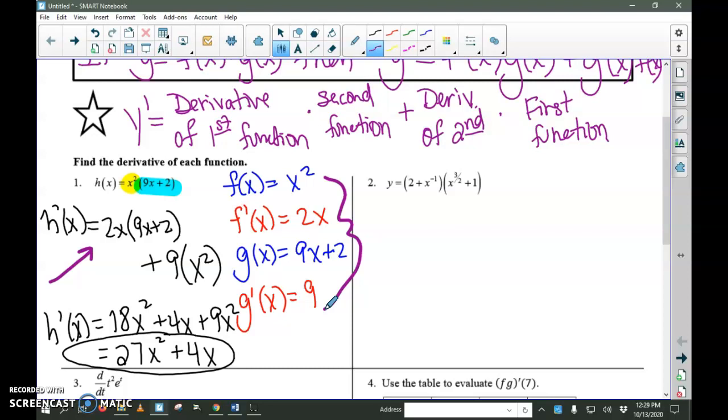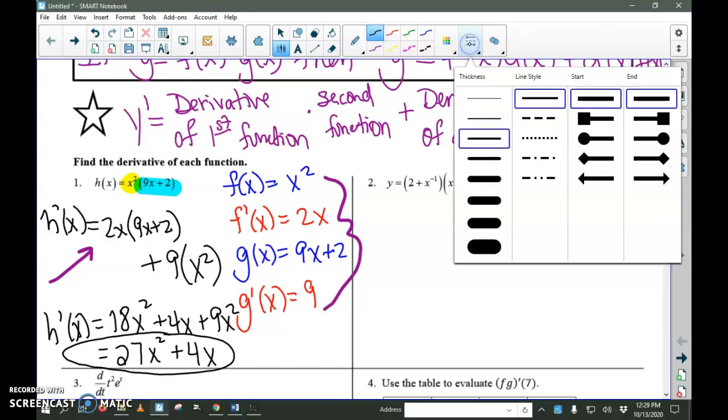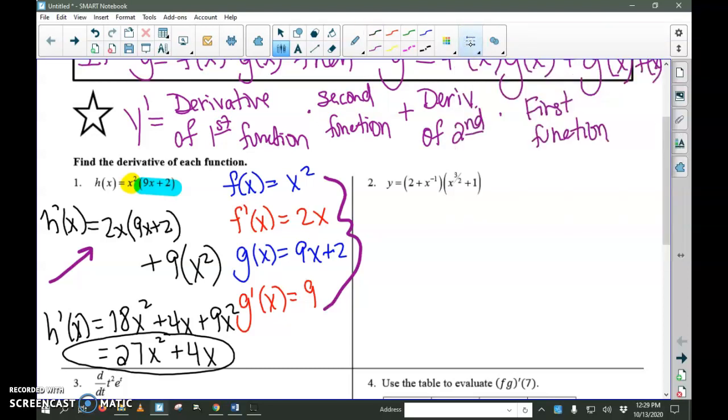In fact, I'm not going to do that for number 2. Okay? So let's talk about number 2. Number 2, again, has this product, right? This is my first function, or my f function. This is my second function, or my g function. And again, I'm looking to find the derivative of this product, okay?